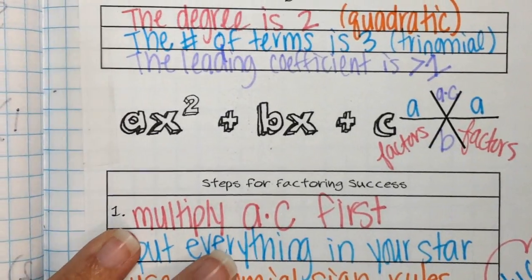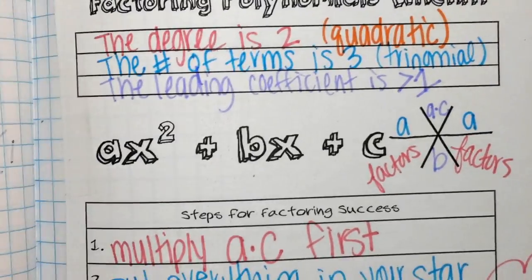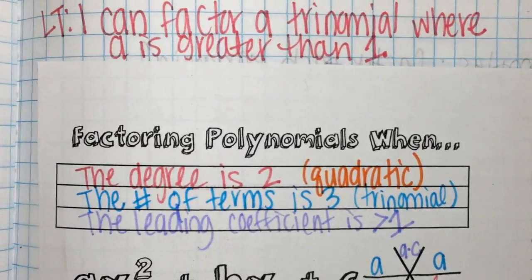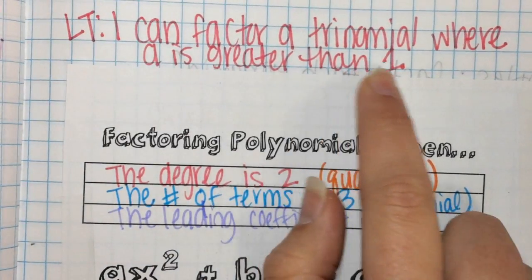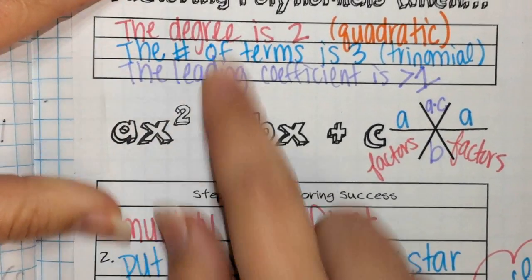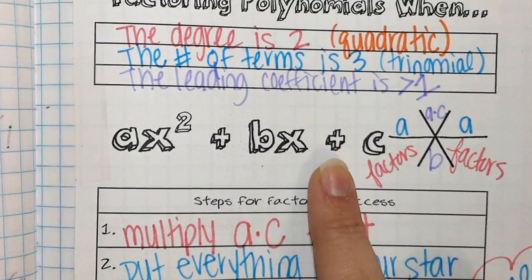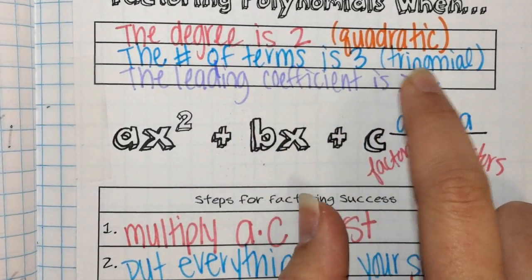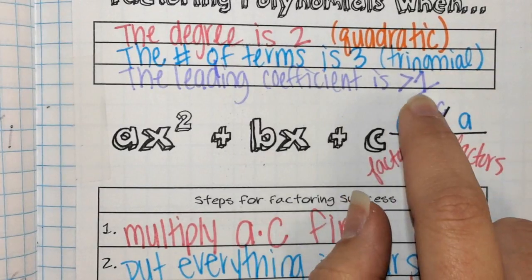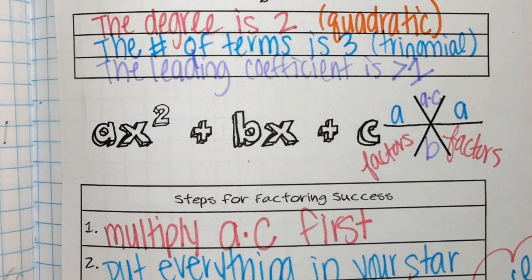Now, yesterday what we added to our factoring arsenal was how to factor when a is greater than 1, correct? So when we have a leading coefficient, when the degree is 2, what new word did we learn to call these? Quadratic. The number of terms is 3, which makes it a trinomial, and the leading coefficient is greater than 1. Now, what was our first step that we did? Multiply 18.